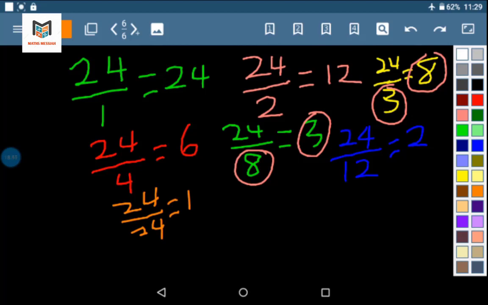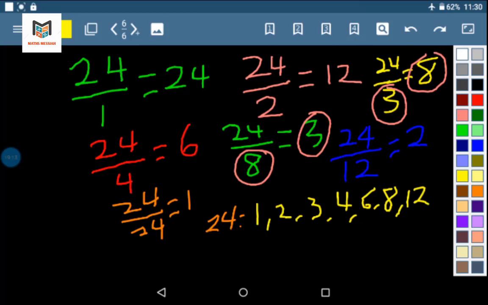So if you are to list them, the factors of 24, we have 1, we have 2, 3, 4, 6, 8, 12, and 24. So 1 appeared, suggesting that 1 is a factor of every number. 24 also appeared, suggesting that every number is a factor of itself.